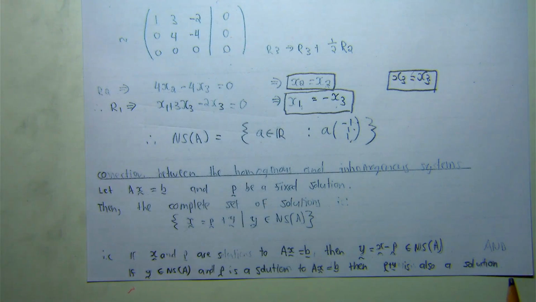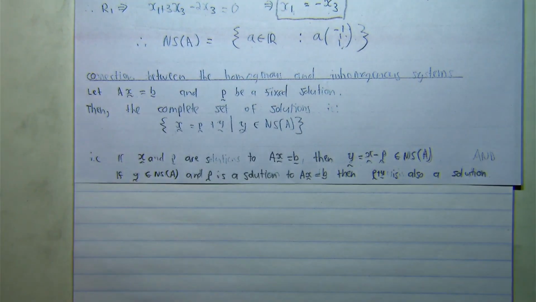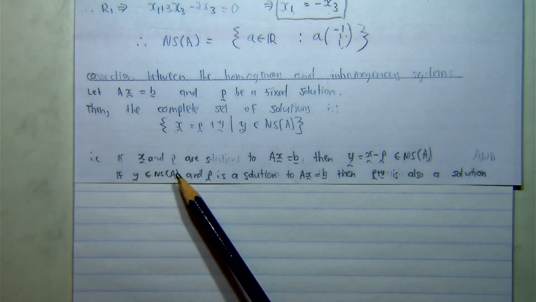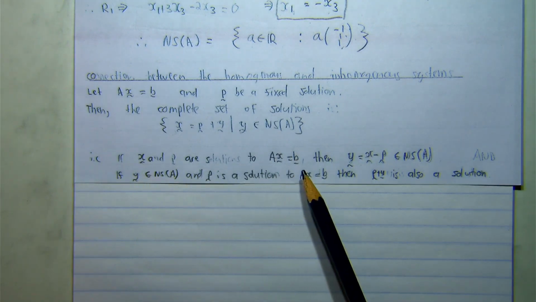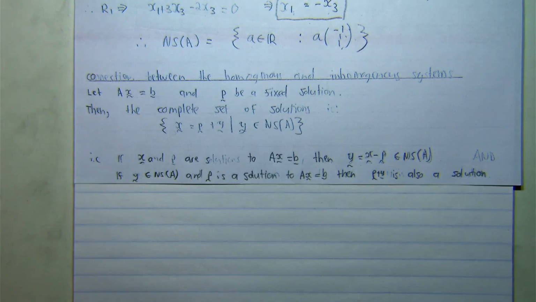You can imagine it as, well, why don't we actually look at one right now? Just grab some paper. One second as I grab the paper. Okay, so if we look at these two statements below to really get an understanding of what's going on here, if X and P are solutions to AX equal B, then Y, which is equal to the difference of them, must be in the null space.